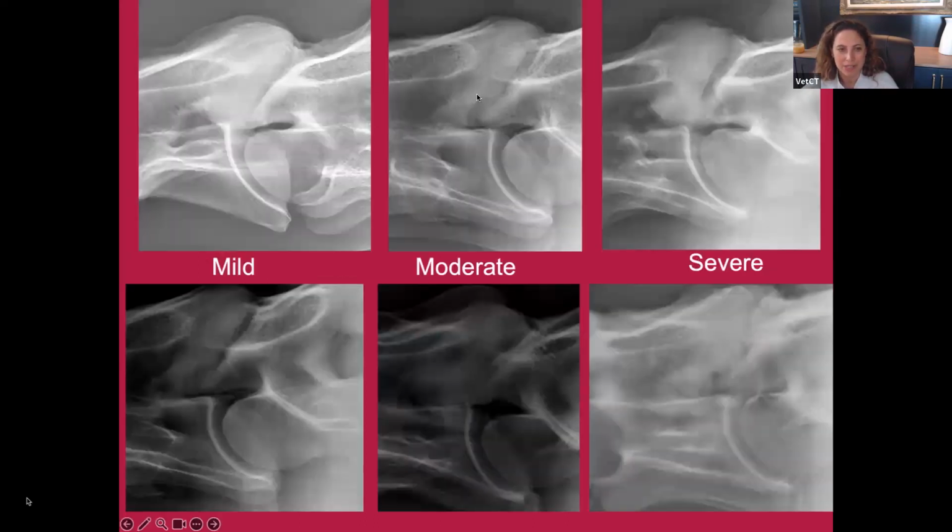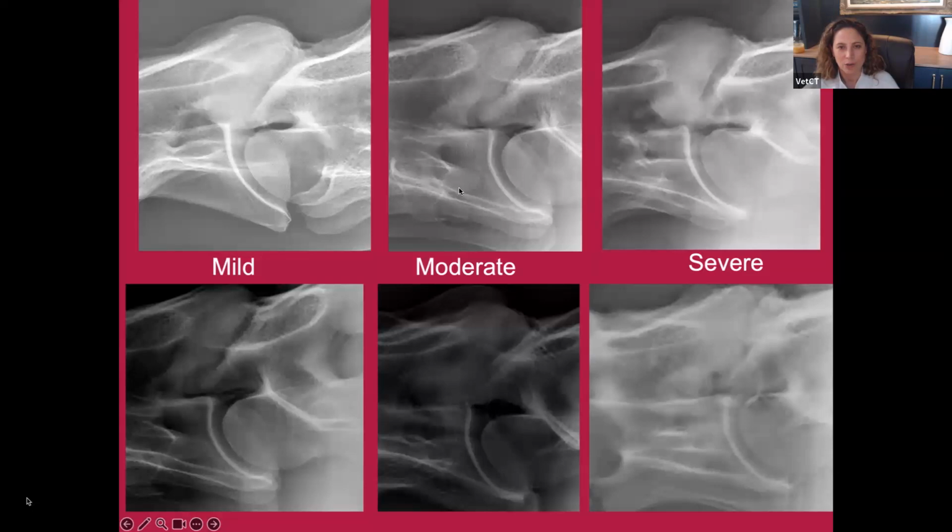So just some different examples here. The left two are mild, so we can see a little bit of loss of that clarity of the joint space, a little bit of enlargement, but nothing terrible. It does extend over the region of the intervertebral foramen. Same down here, a little bit of irregularity at the joint surface.